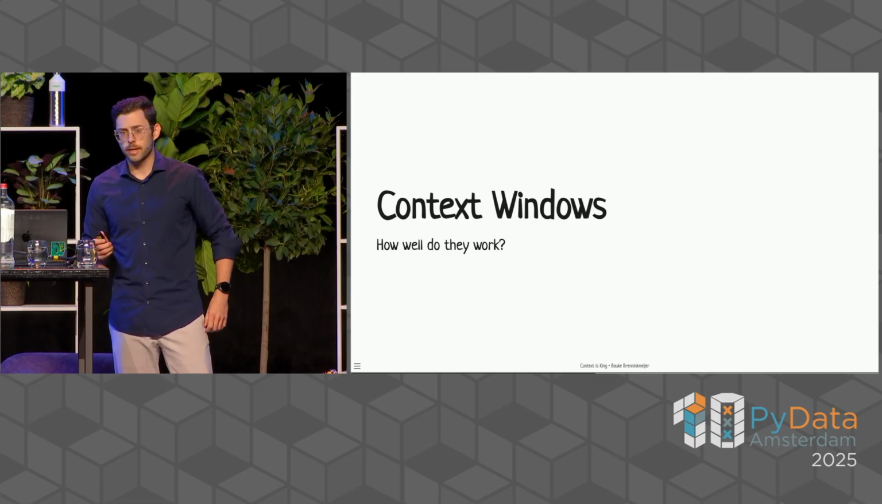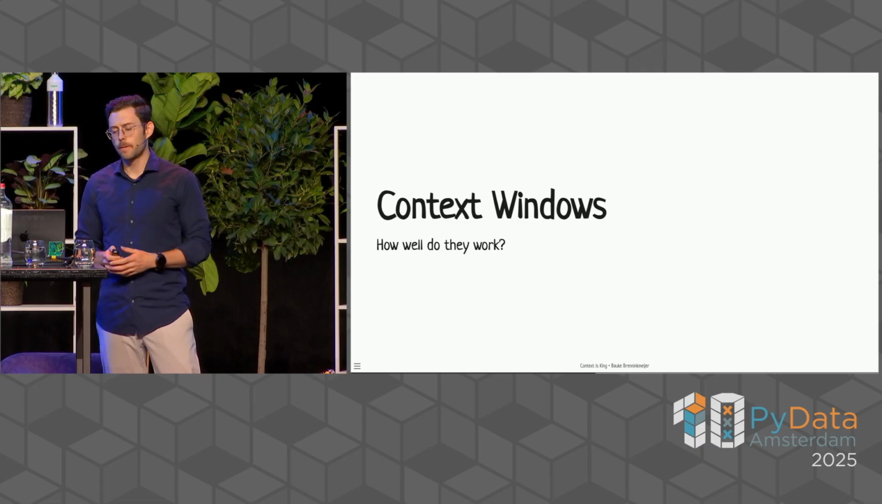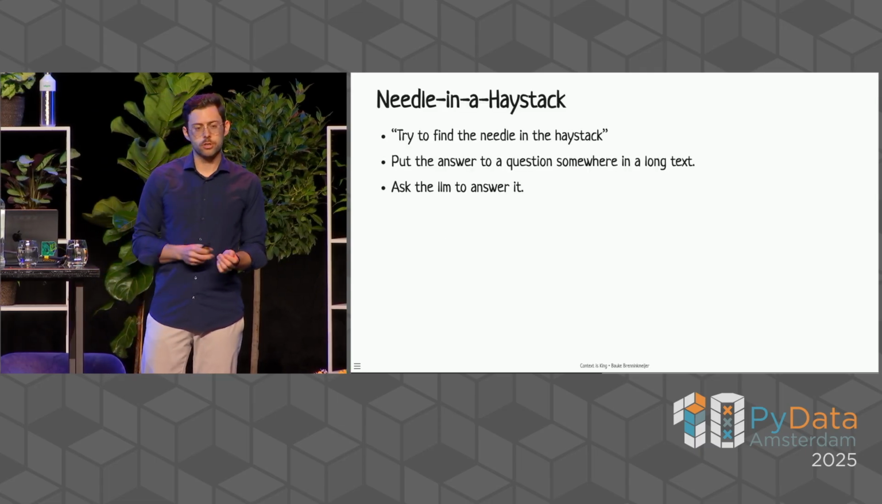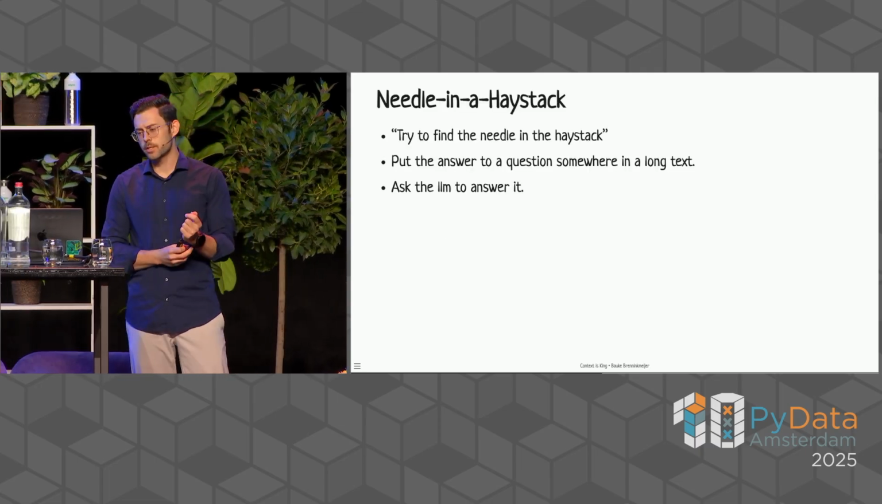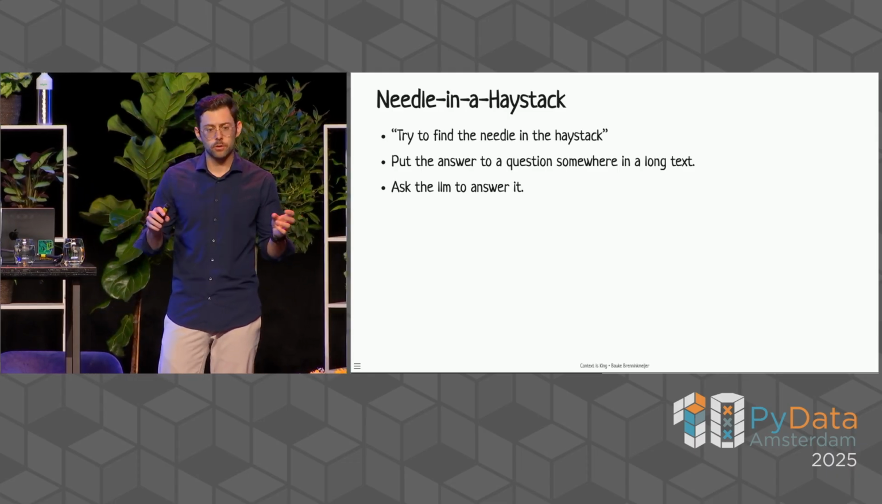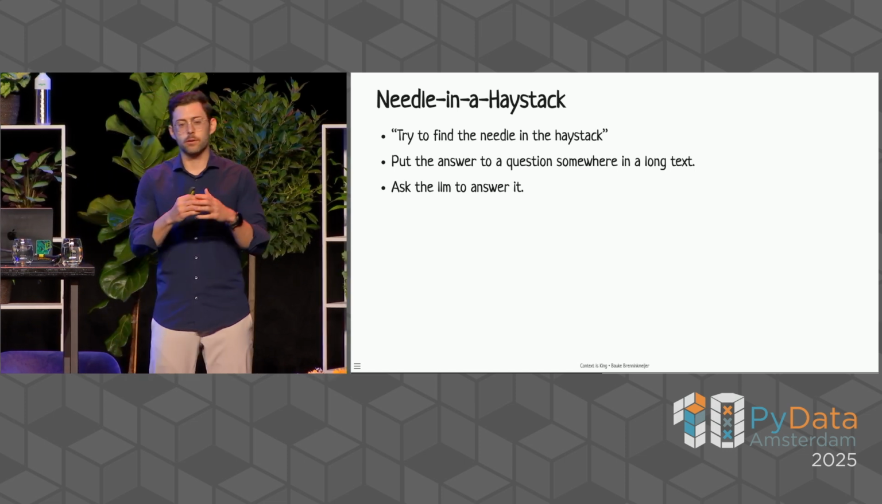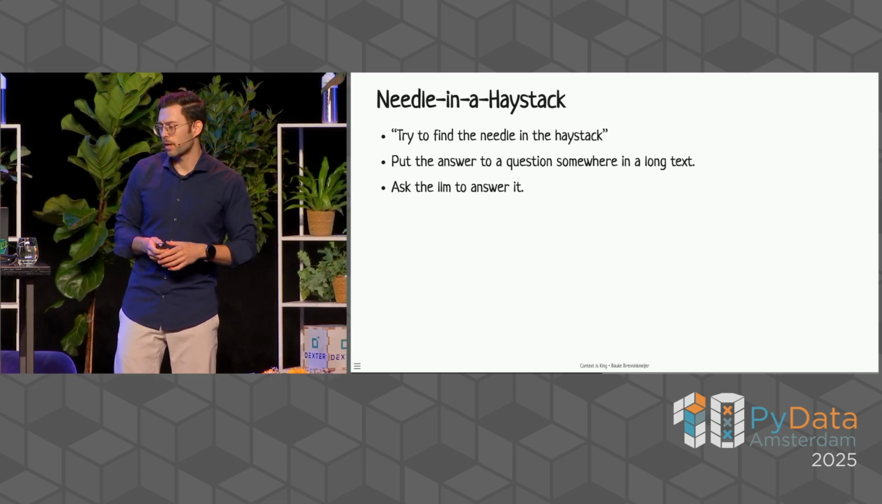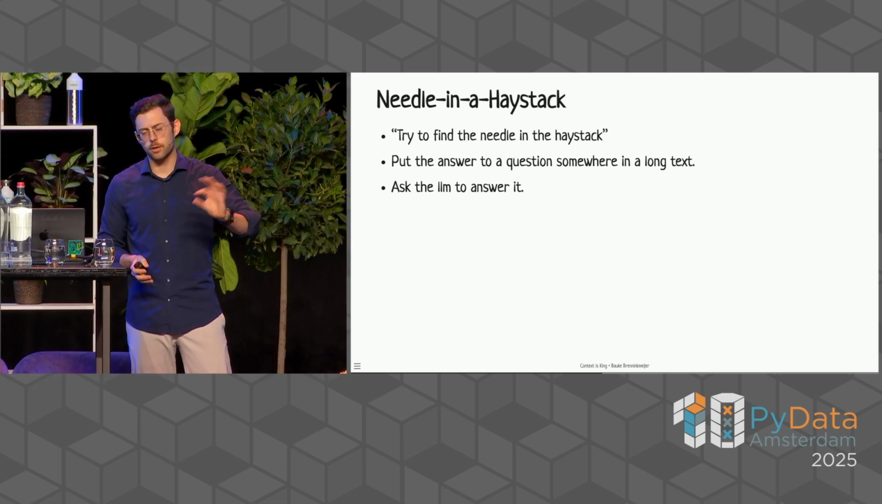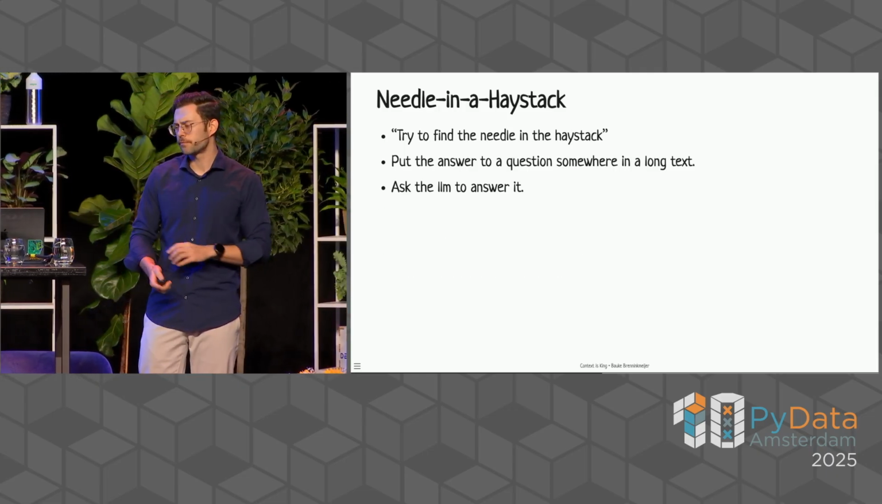So moving on to the second one, which is context windows. How well do they work? For this, we need to understand what needle in a haystack is, which is a benchmark where we try to find some answer to a question that we have put in that context. We can vary the length of that context, but generally it's a very long text, and we put the answer somewhere in the middle. Then the LLM has to find that answer.